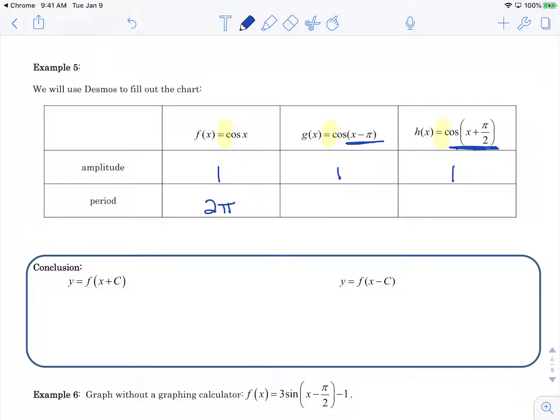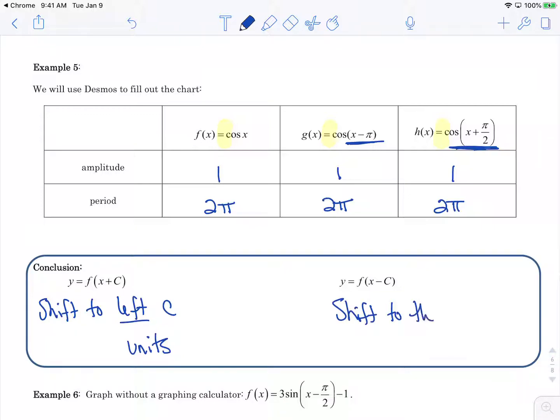So what we see here is our period remained the same for both of these, right? And again, that's just talking about how long it takes to start repeating itself. So when you add C, you're going to shift to the left C units. And if you subtract C, you're going to shift to the right C units.